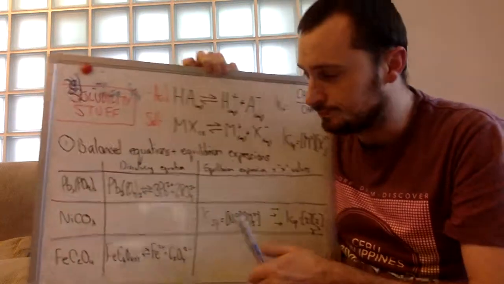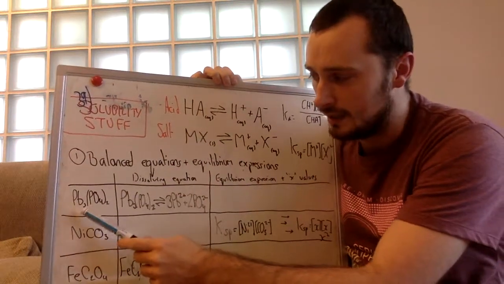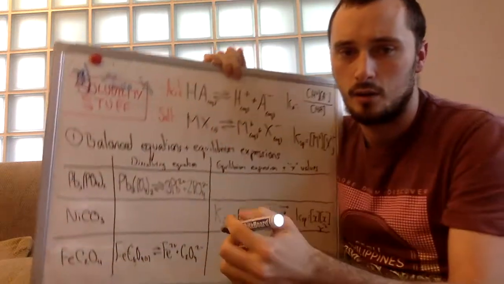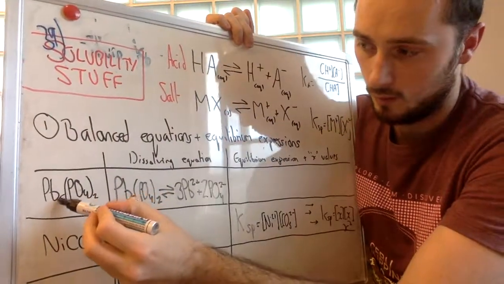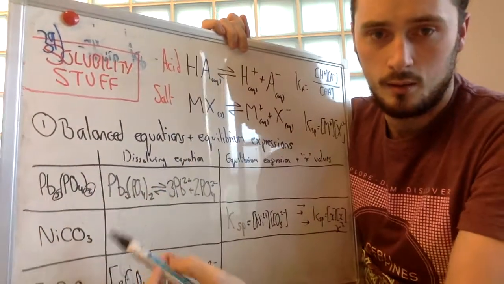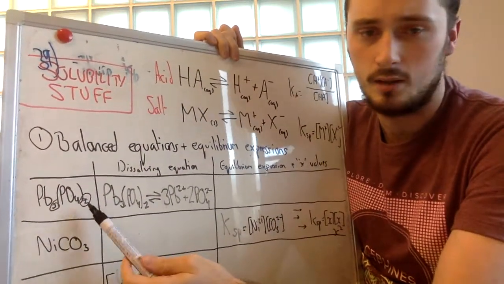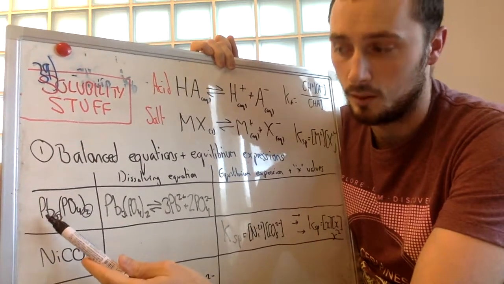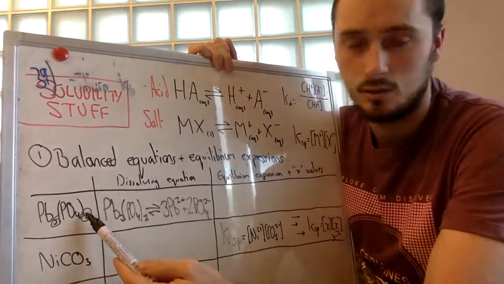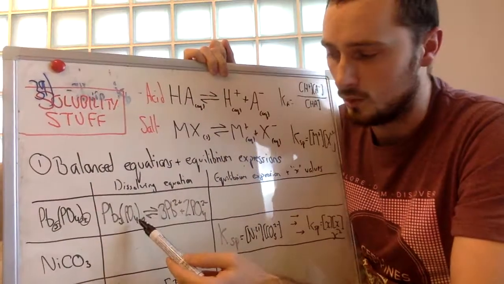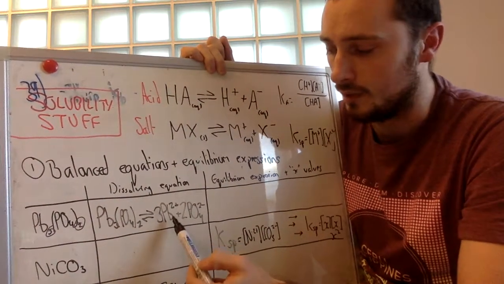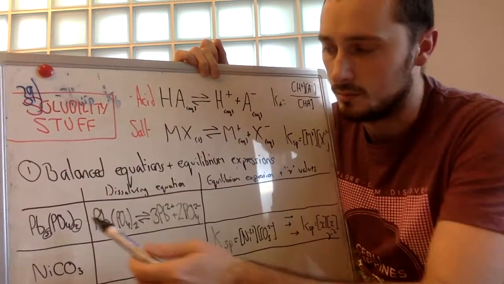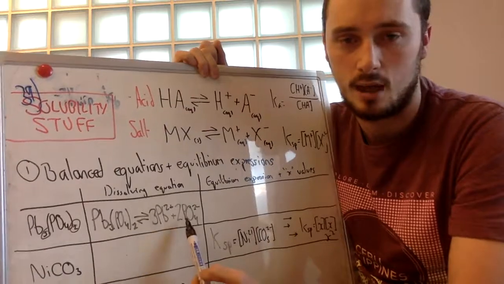So first thing, we have Pb3(PO4)2, lead phosphate. Now the key thing to note are these numbers here, 3 and 2. Because this is number 3, this is number 2, it means that every one molecule of this substance includes 3 ions of lead and 2 ions of phosphate. So when it dissolves, you're going to make 3 Pb2+ and 2 PO4 3-. You have to be able to turn this substance into a balanced chemical equation.